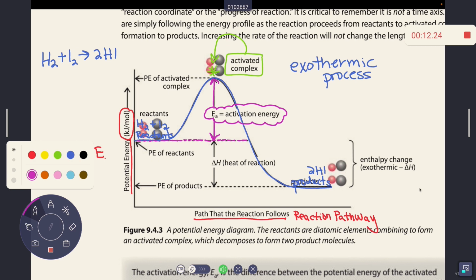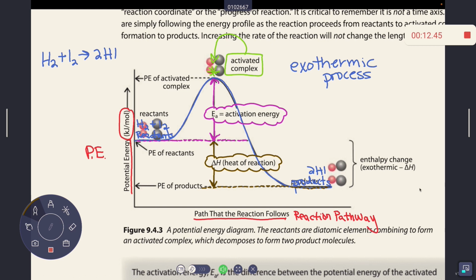And then the delta H value, which is also known as the heat of reaction, is going to be between where the reactants began and where the products are ending, which is down here, where this dashed brown line is. So this is my delta H value, or the heat of reaction, okay? The way that you calculate the heat of reaction, it will always be the same. You're going to take the potential energy of the products minus the potential energy of the reactants.